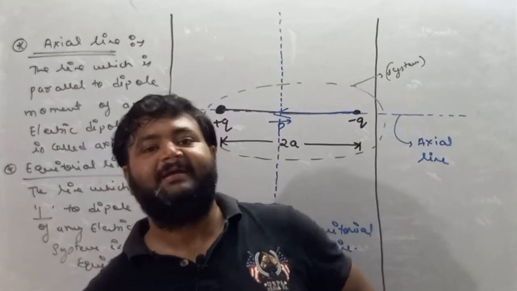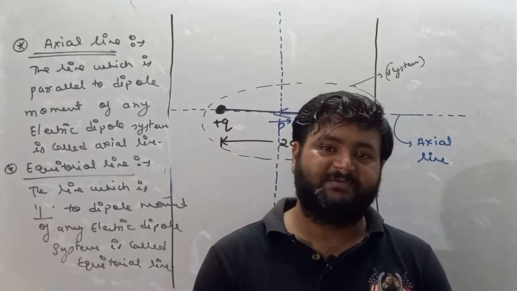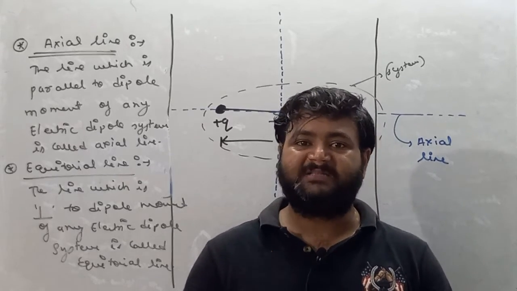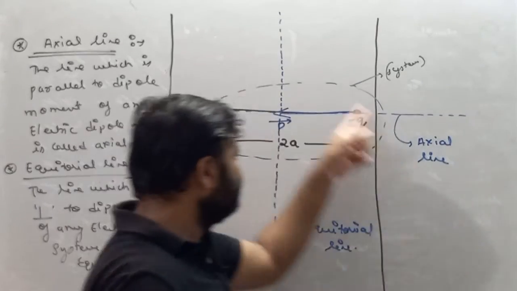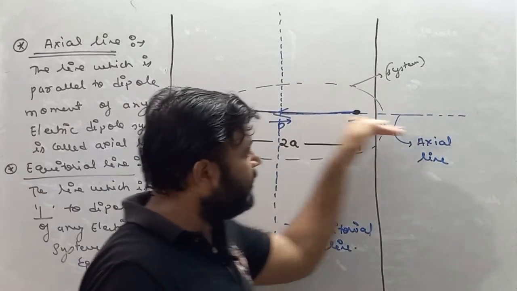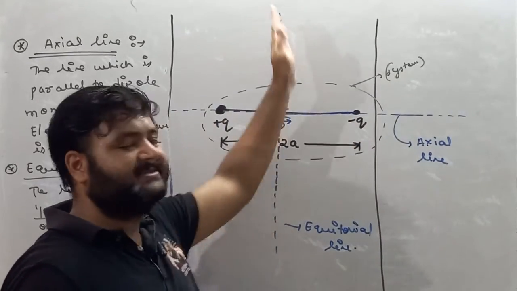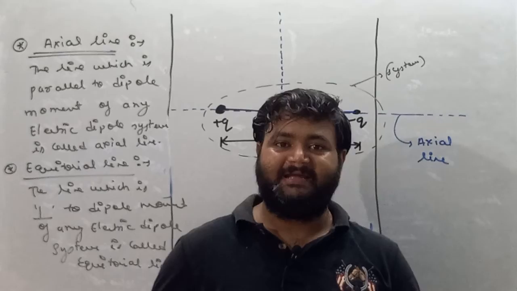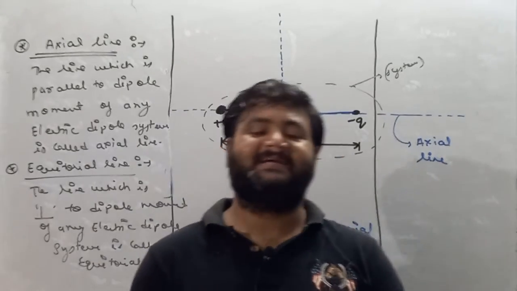Now in the next lecture, dear student, we'll move forward with finding the electric field due to this dipole system on the axial line as well as on the equatorial line. In the next lecture, we'll find this derivation.